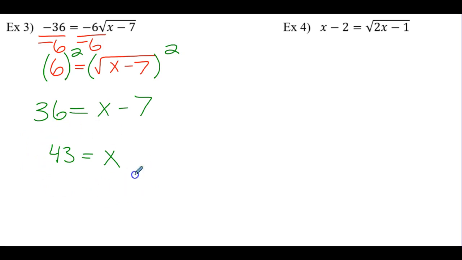I'm circling. Why aren't you writing? X equals 43. Kind of plug that one back in your brain. See if it works. Does this one work? Yeah, 43 minus 7 is 36. What's the square root of 36? Times negative 6 out front is, in fact, a negative 36.